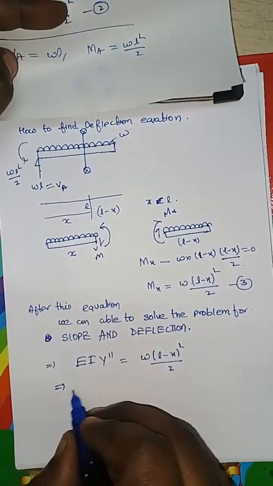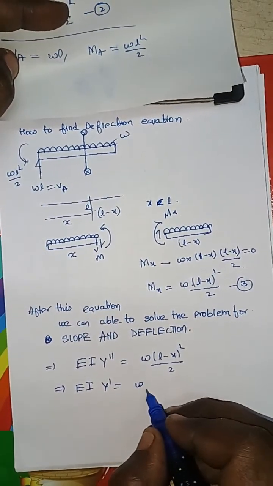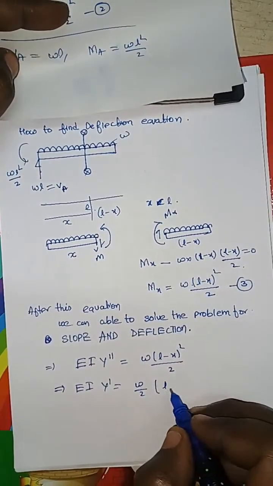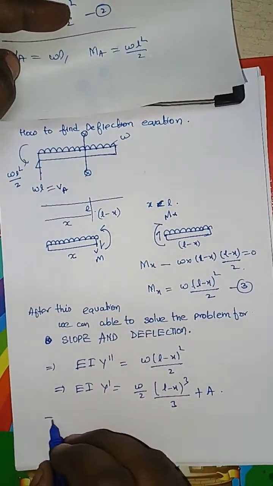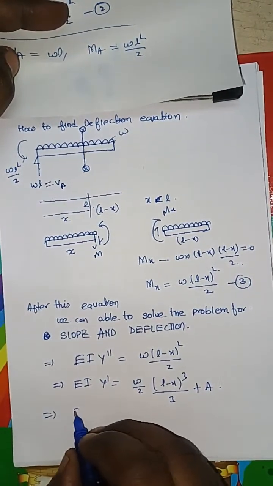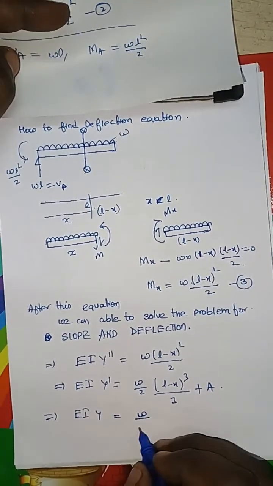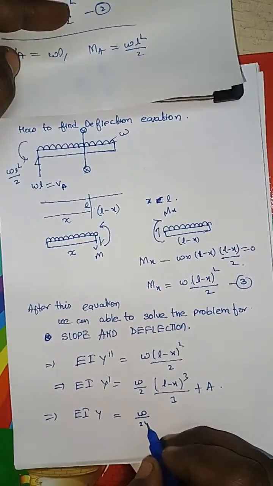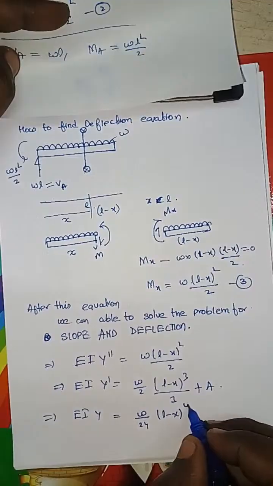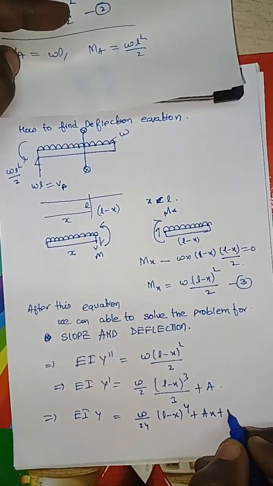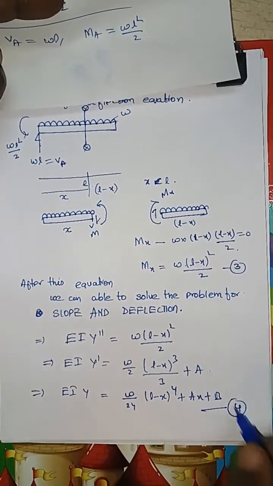Now by single integration, y dash becomes w by 2 into (L minus x) whole cube by 3 plus A. By integrating further, EI y is equal to w by 24 into (L minus x) power 4 plus Ax plus B. This is the final equation. Let this be equation 4.